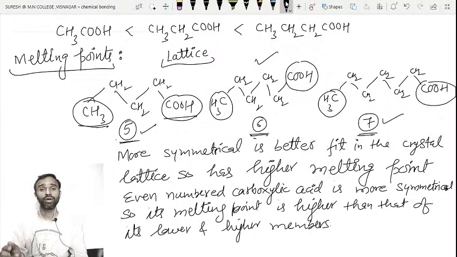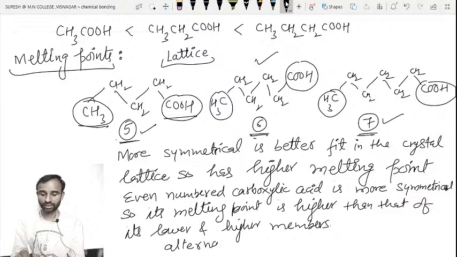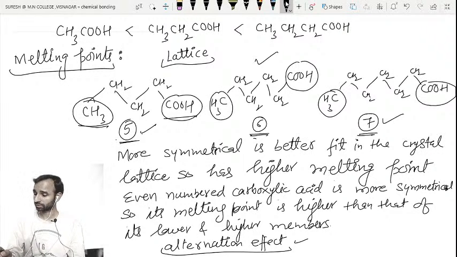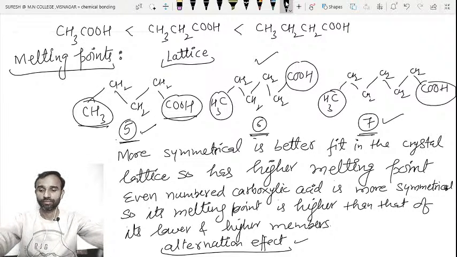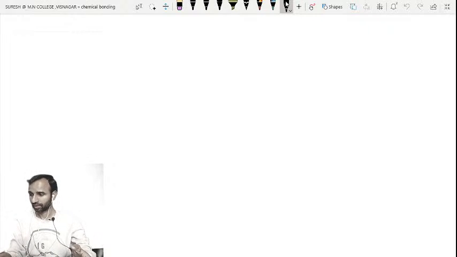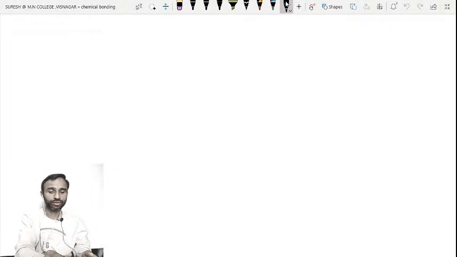Otherwise, there is an increase in melting point, and that is called alternation effect. This is called alternation effect. Okay. So this is about boiling point, melting point, smell, and solubility. Next, chemical properties.